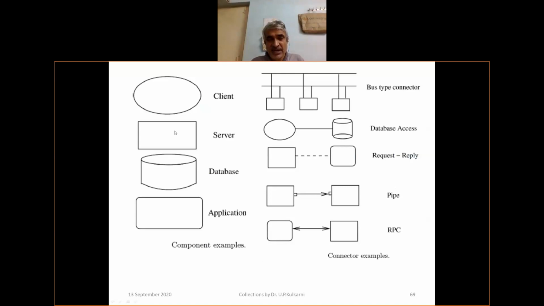Client is represented by something like traffic symbols. Client, server, database, application, bus type connectors, database access, request and reply kinds of things, pipe. Pipe is nothing but the information flow from one component to another component, one application to another application. RPC is remote procedure calls. Connector, these are all connector examples, component examples. List them. But this is not the kind of question that you are going to get. I'll tell you by looking into our in-class question bank.